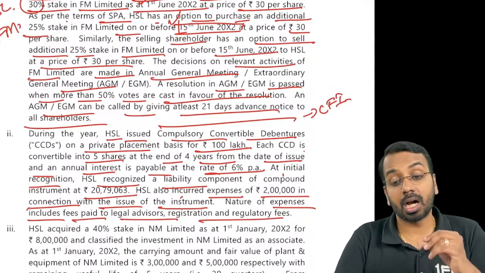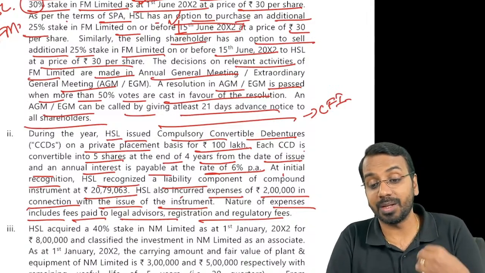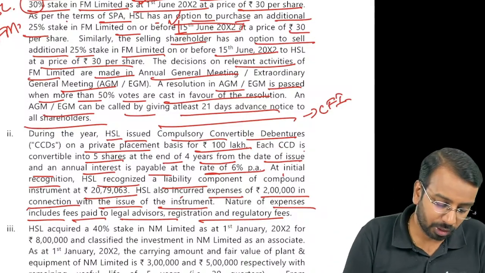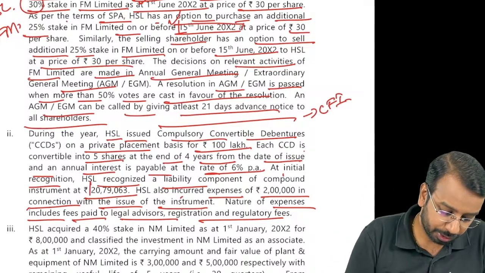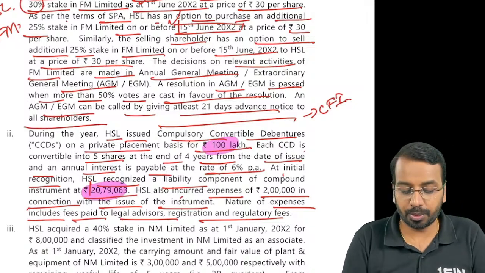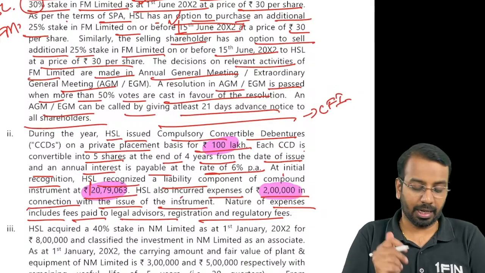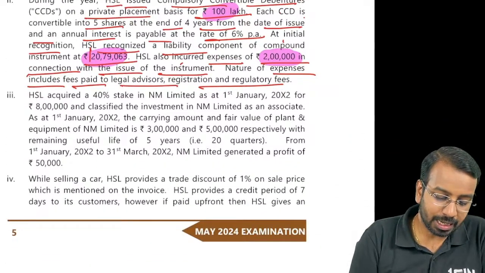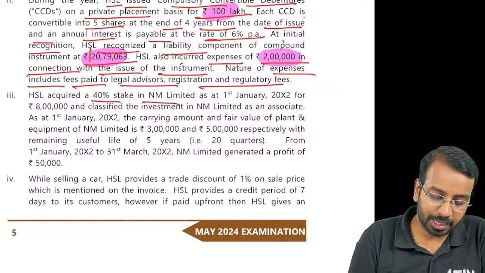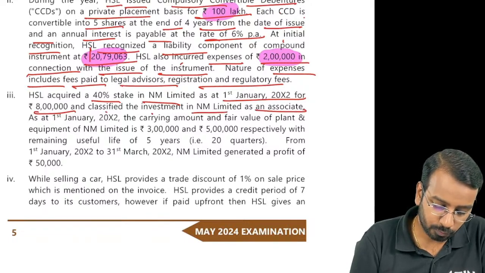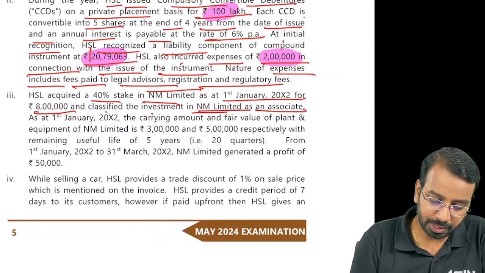Now what has happened? A compound financial instrument has been issued, and they have already given what is the liability component and what is the balance component, which is the equity component, and we have the transaction. Okay, that is the second component. Then HSL acquired 40% stake in NM Limited as at 1st of January for 8 lakhs and classified the investment in NM Limited as an associate. So for 40% in NM Limited, which is an associate.